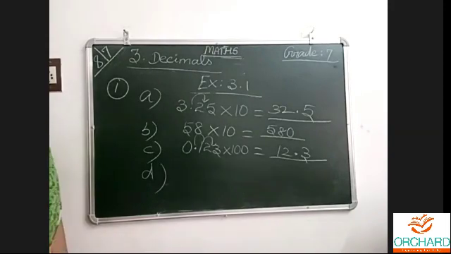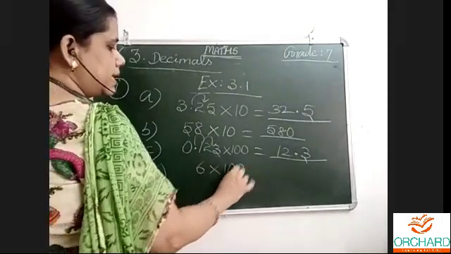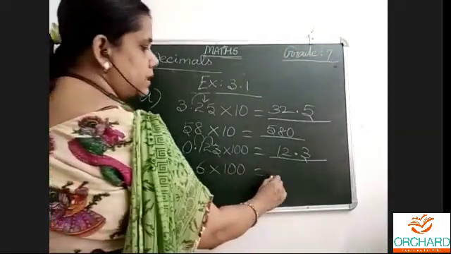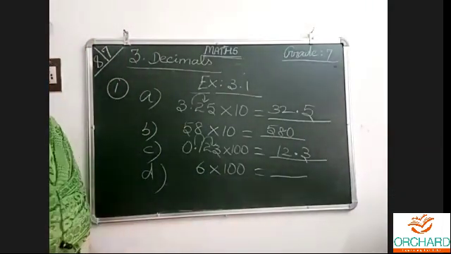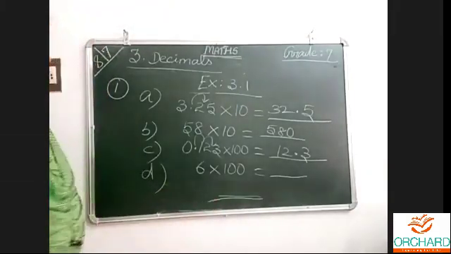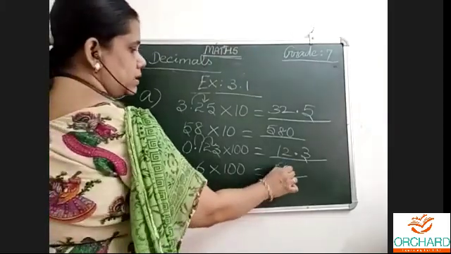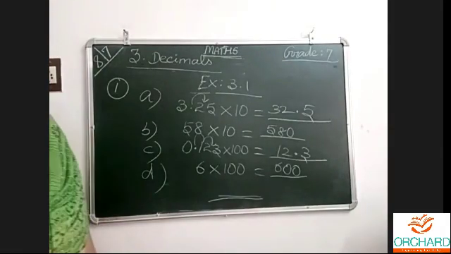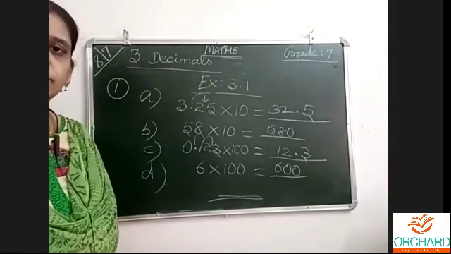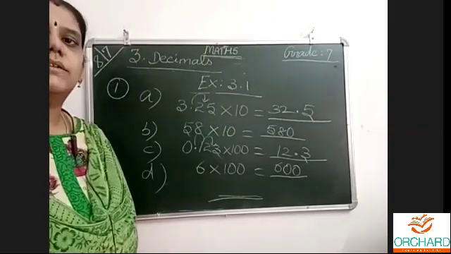D. 100 times as large as 6. The number they gave is only 6. What is the answer? That's all for today. E and F will be homework sums. Yes, 6 into 100, 600. Good. Ishwar Raja. All correct.